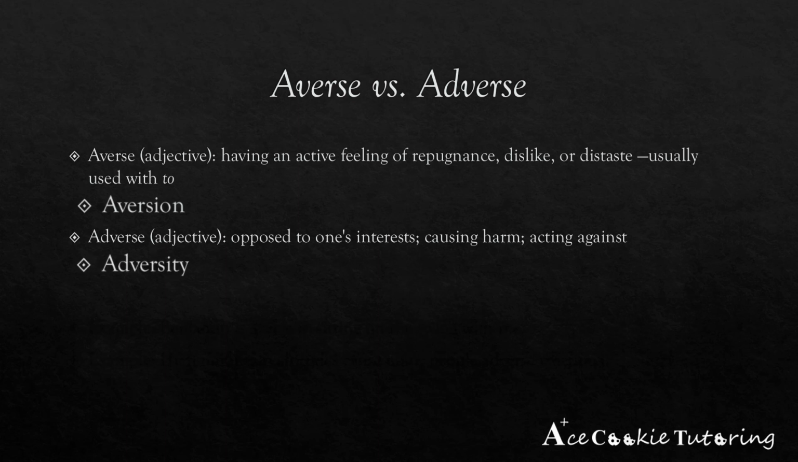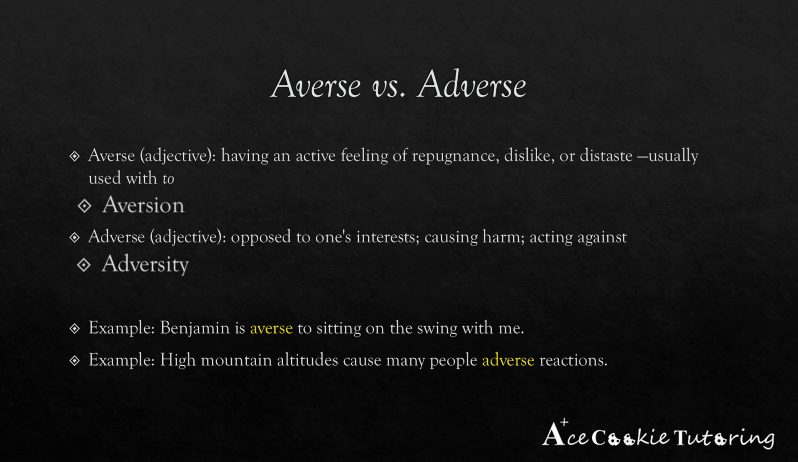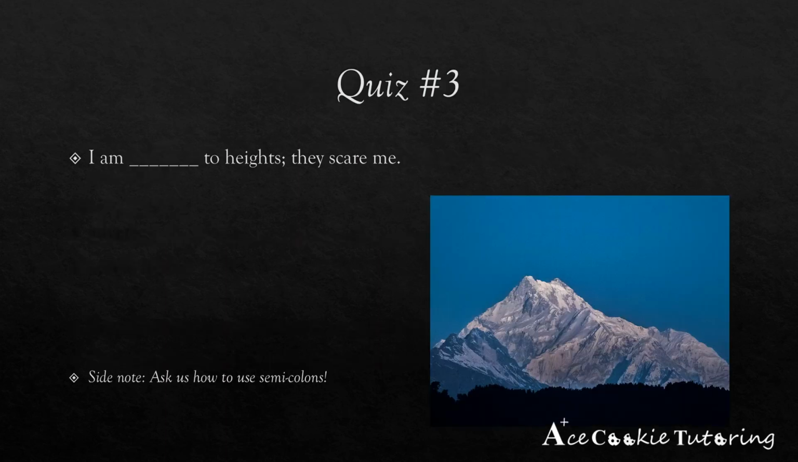Our examples: Benjamin is averse to sitting on the swing with me. What's that mean? He does not want to sit next to me. Well, I really didn't want to sit next to him either. All right. High mountain altitudes cause many people adverse reactions. People who go up into the mountains sometimes have trouble breathing. That's an adverse reaction.